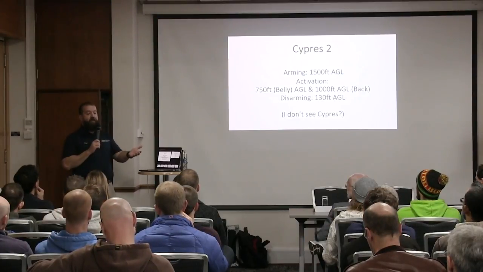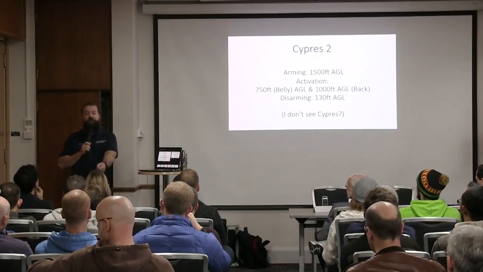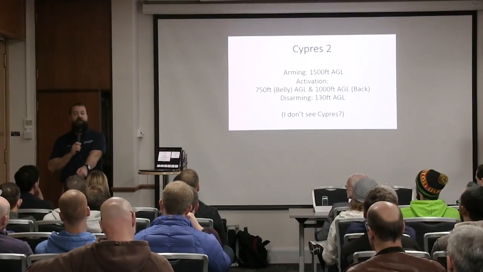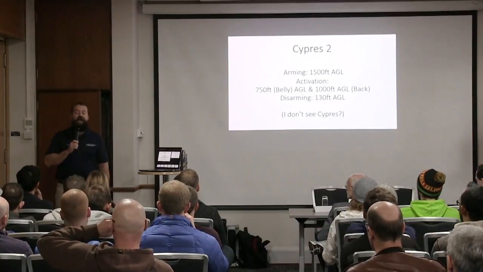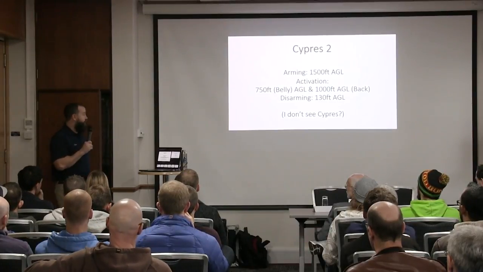If you have a set of gear that goes down, you have a cutaway, and someone hands you another parachute to jump in a foreign country and there's a Cypress 1 in it, what do you do? Don't jump it. It's out of date. It's out of its service window.